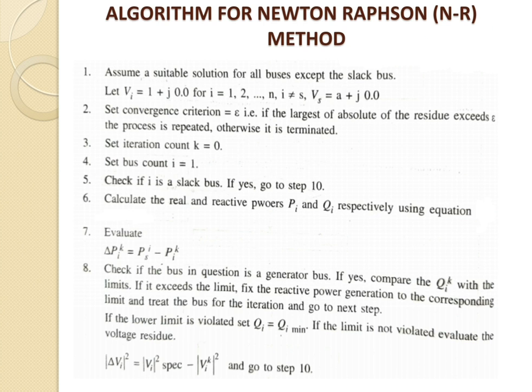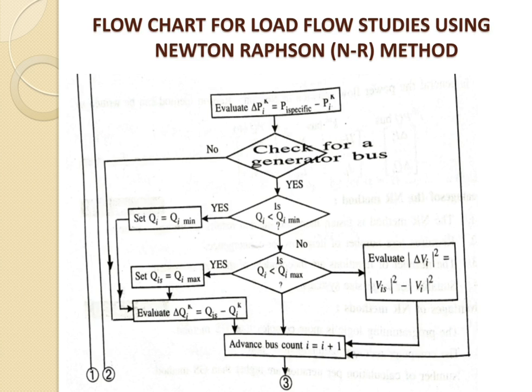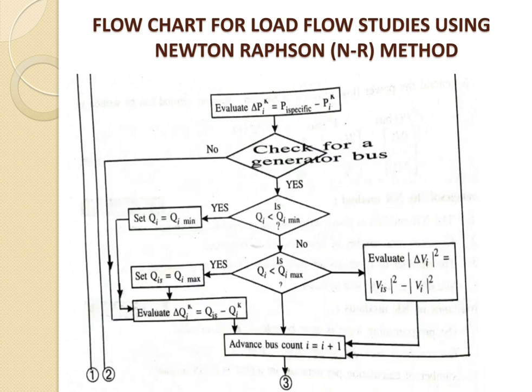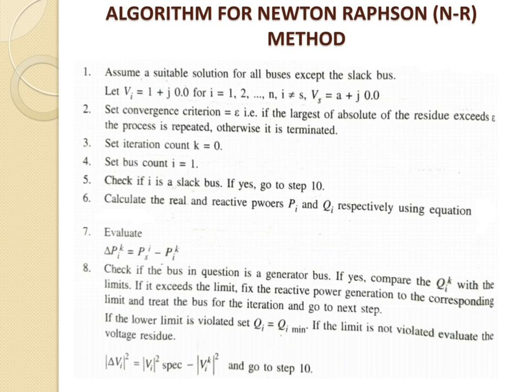In that case we will go for step number 2. Set the convergence criteria, that is epsilon. If the largest of the absolute of the residue exceeds epsilon, the process is repeated, otherwise it is terminated. So now we will go for the flow chart. In that case we will set the convergence criteria equal to epsilon. Then after, step number 3, set the iteration count k is equal to 0.